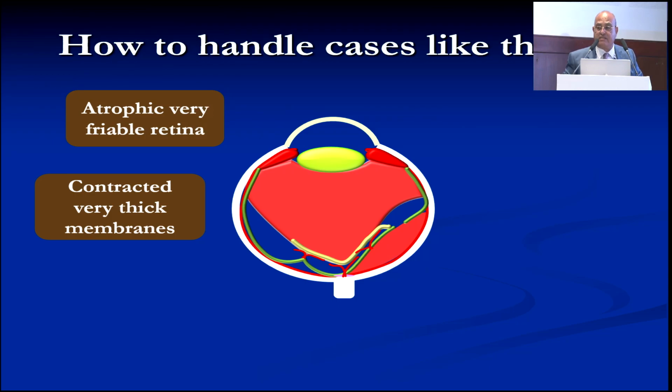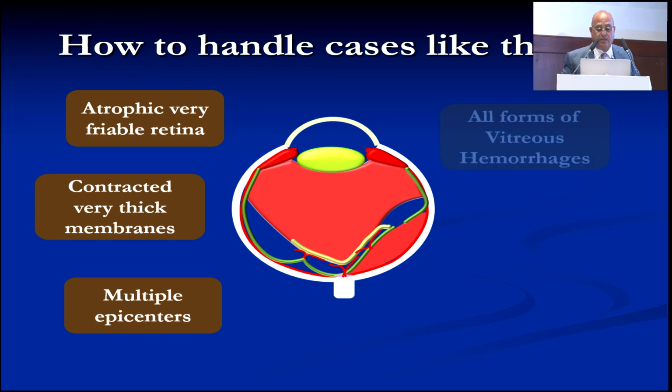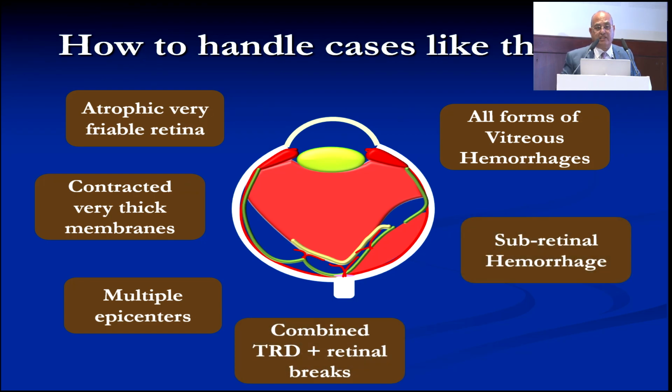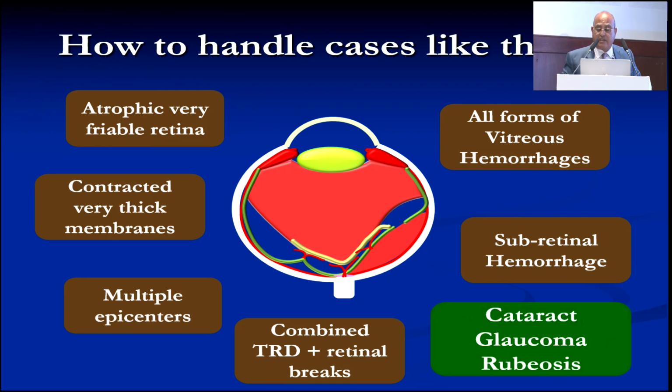contracted, very thick membranes that are much thicker and tougher than the retina itself, multiple epicenters that you have to cut each of these epicenters. All forms of vitreous hemorrhage are there, subretinal hemorrhages, and combined rhegmatogenous and tractional retinal detachment, plus other pathologies like cataract, glaucoma, rubeosis iridis.